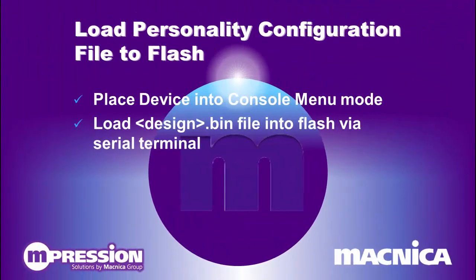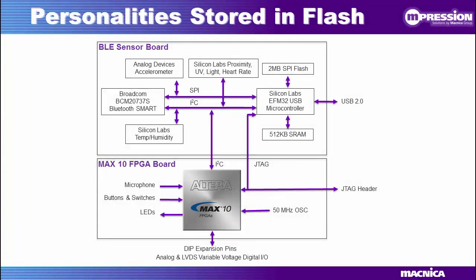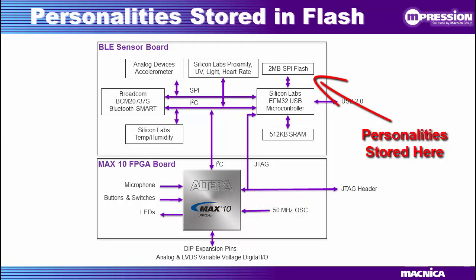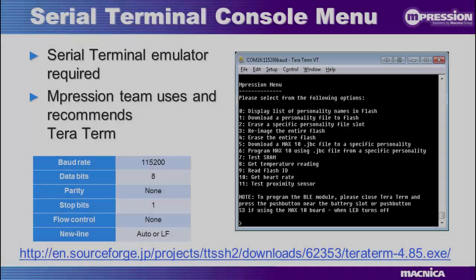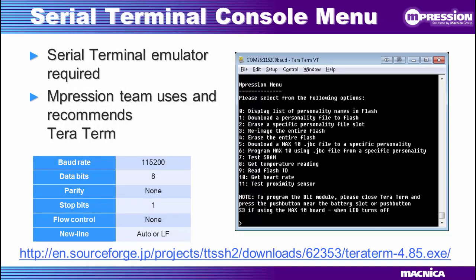Now that you have the personality defined and the flash file accessible, we need to load it into the flash that is on the BLE sensor board. This is accomplished by means of a serial transfer from your PC to the microcontroller and then into the flash. You will need a serial terminal emulator installed on your PC to make the flash file transfer. The Impression development team uses and recommends the open source TeraTerm emulator available via the link here.